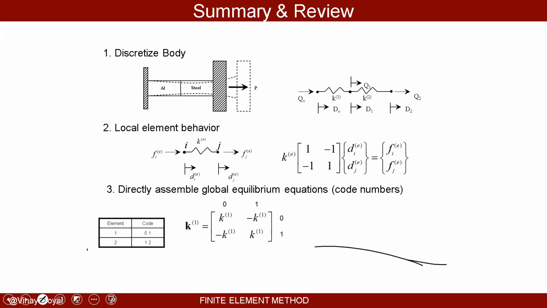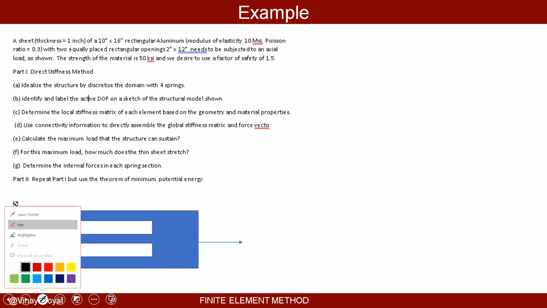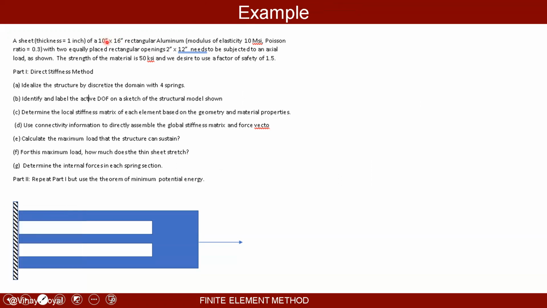Okay, so the problem we're going to solve. Let's say that we have a sheet, right? The thickness of the sheet is 1 inch, and the rectangular shape is 10 inches by 16 inches, right? It's made of aluminum with Young's modulus 10 MSI and Poisson ratio 0.3. You can see that there are two cutouts with dimensions 2 inches by 12 inches, right?